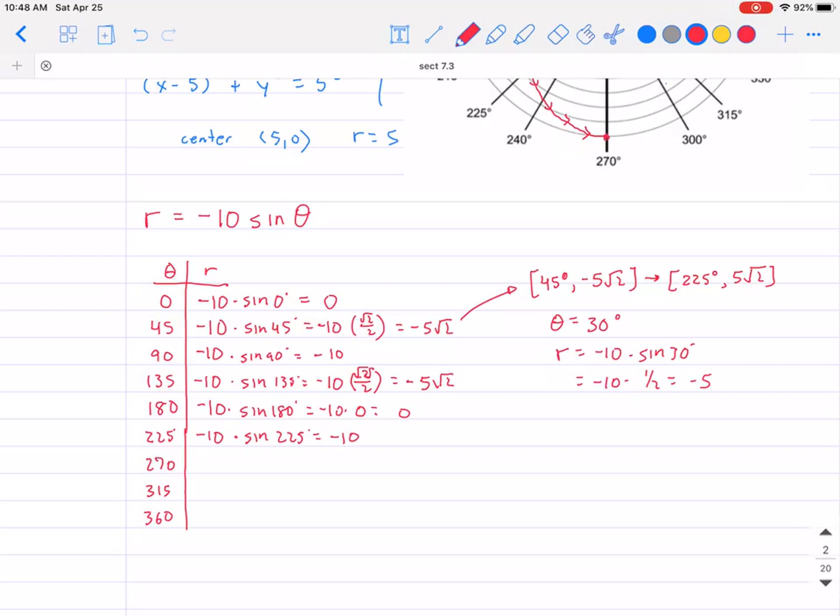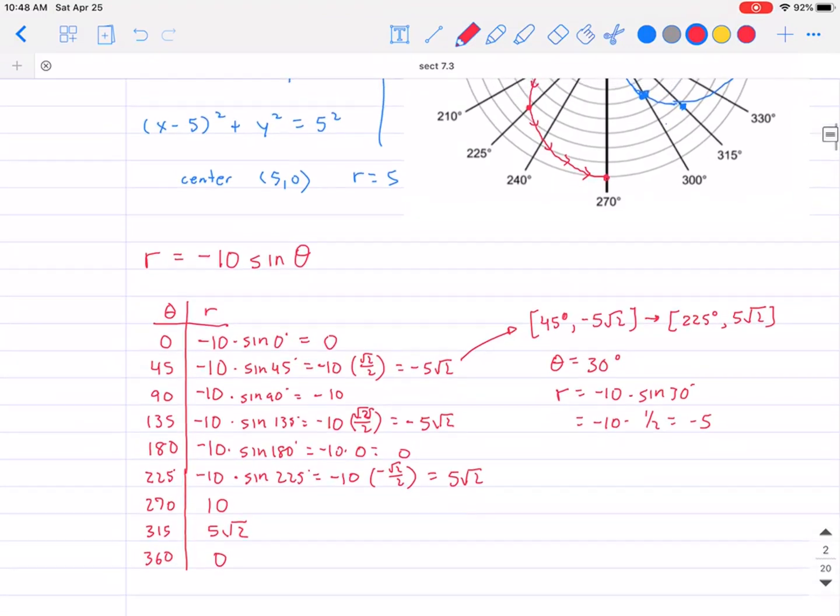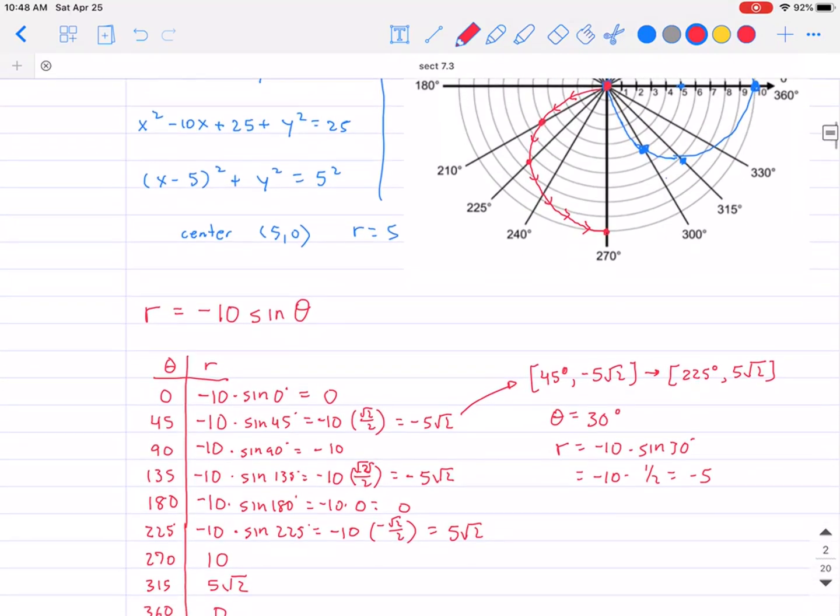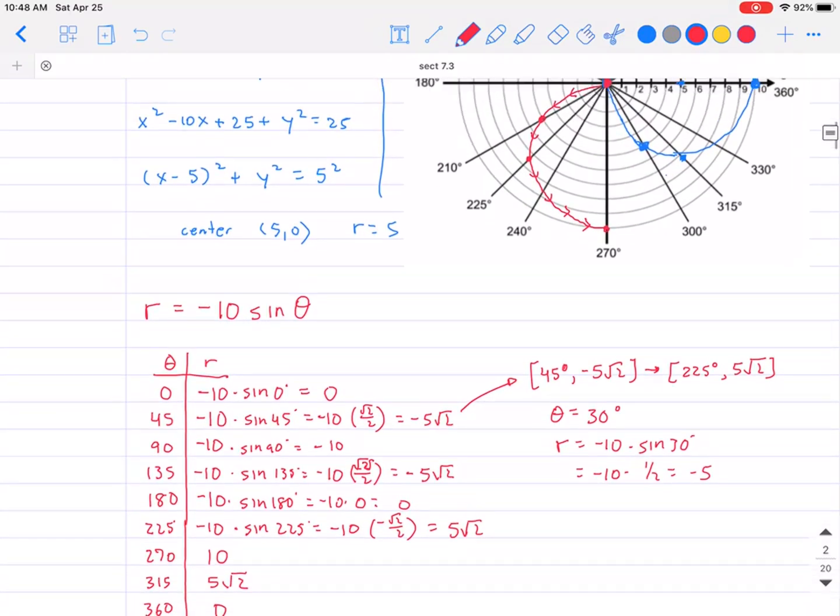So 225, let's see, that's going to be negative 10 times the sine of 225 degrees. So that's negative 10 times negative root 2 over 2. So that is going to be equal to 5 root 2. At 270, if I plug everything in, just to shorthand a little bit, because I want to save a little bit of time, I'm pretty sure the answer is going to come out to be equal to 10 in this case. Next one, at 315, looks like it's going to be 5 root 2. And then finally, the last one at 360 degrees, you're going to get 0 then.